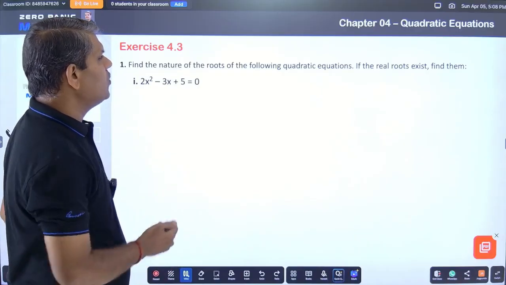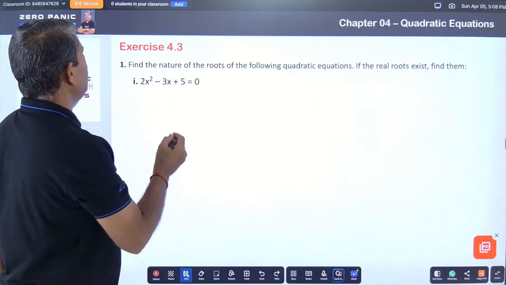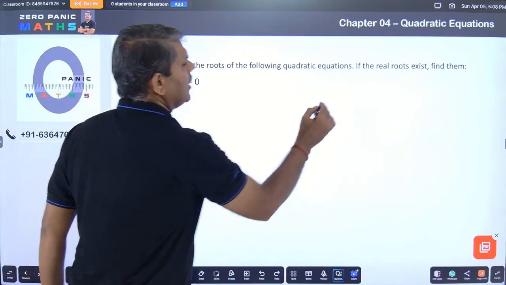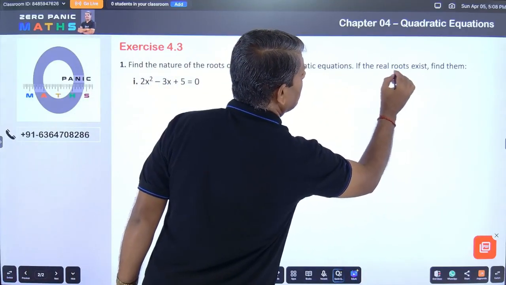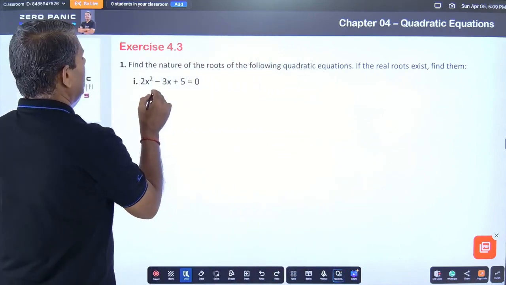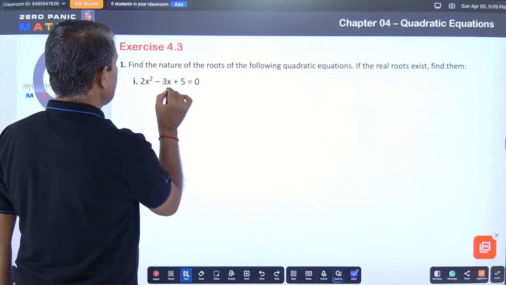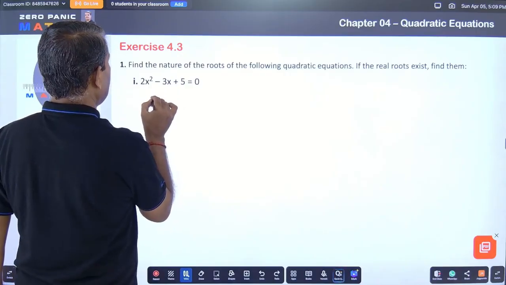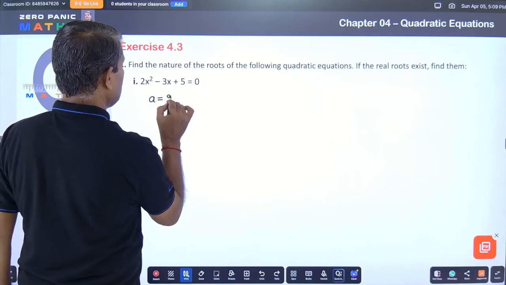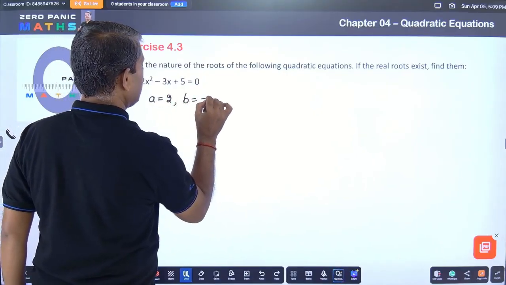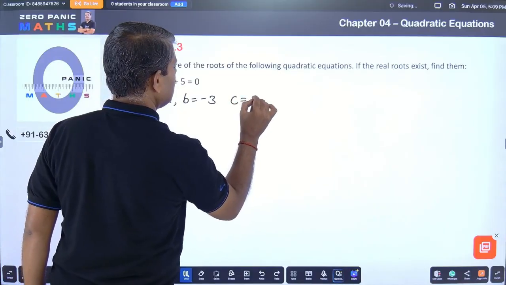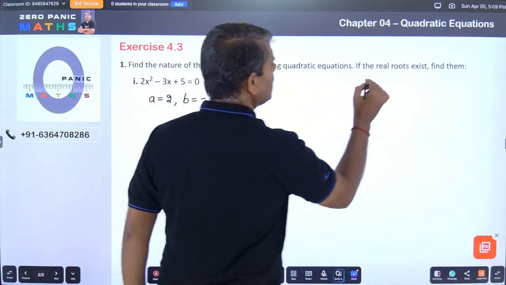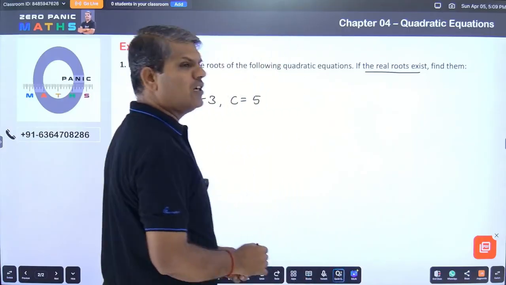Let us continue exercise 4.3 and find out the nature of the roots of the following quadratic equation. If the roots are real, or if the roots exist, then find them. Looking at the quadratic equation 2x square minus 3x plus 5, we have to find a. What is a? 2. What is b? b is minus 3. And what is c? c is 5. So we have to find the discriminant to decide whether real roots exist or not.